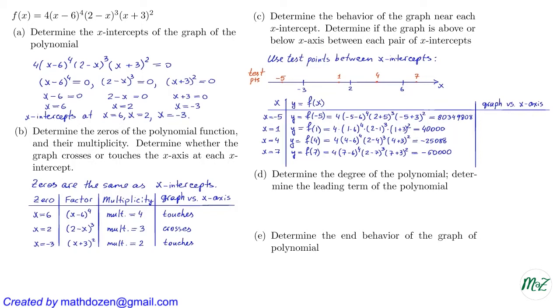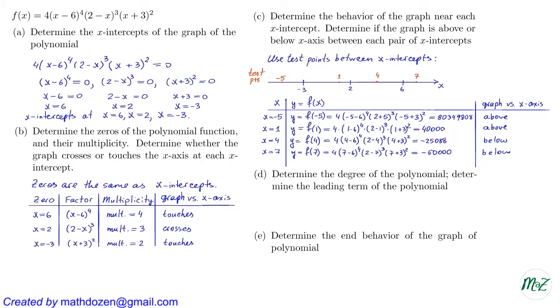So what does the graph do? Wherever the y-coordinate is a positive number, the graph is going to be above the x-axis. And wherever the graph has a negative y-coordinate, the graph will be below the x-axis. So at the first two test points, the graph is going to be above, and at the second two test points, the graph is going to be below the x-axis.